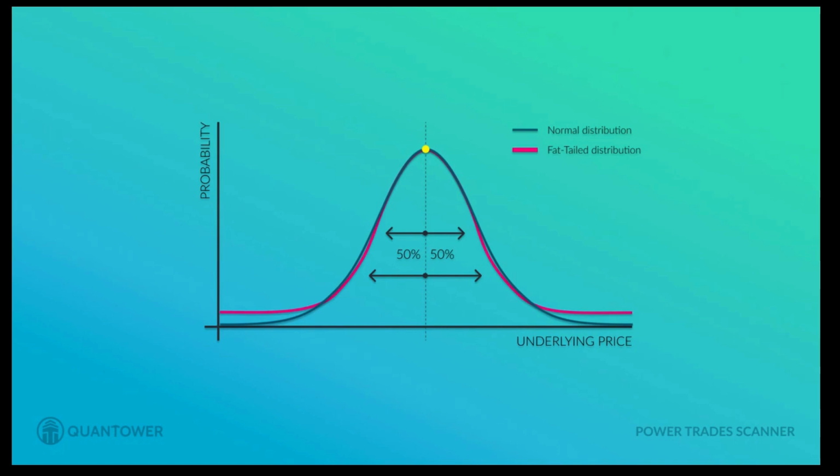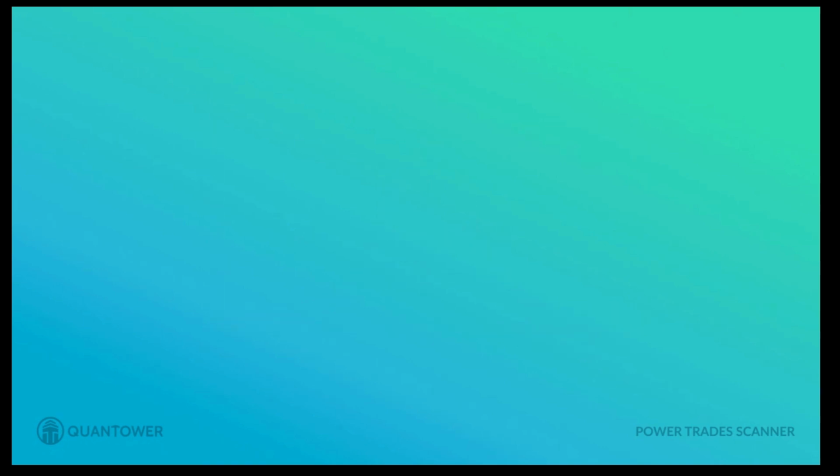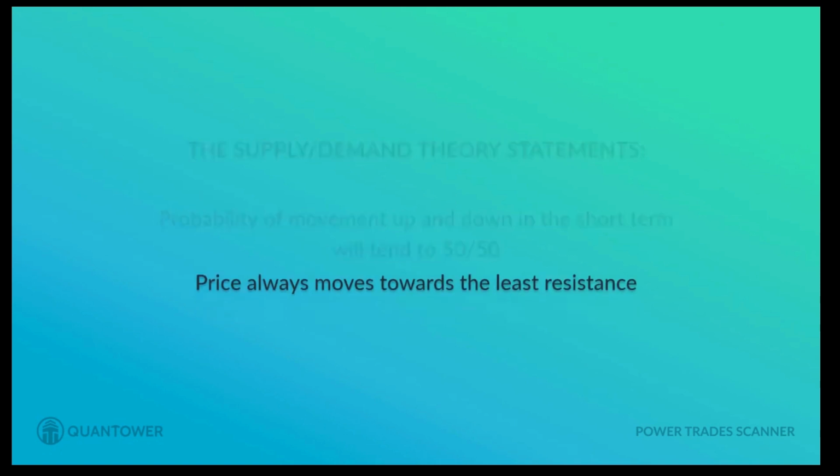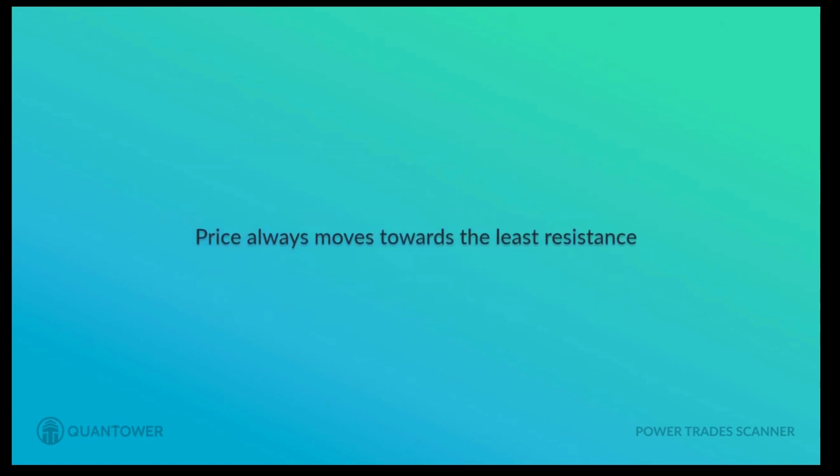It does not mean that the price does not use some special price levels, volumes, or any other support or resistance lines. It only means that the normal state of the market, if we take a price at some certain moment of time and measure the same value to move up or move down, that probability will tend to be 50-50. Now let's go back to the second statement, where we say that the price always moves towards the least resistance. So how do we understand this?